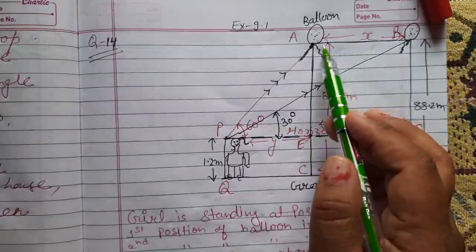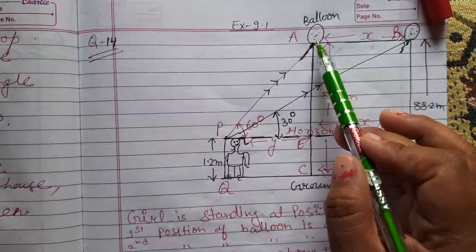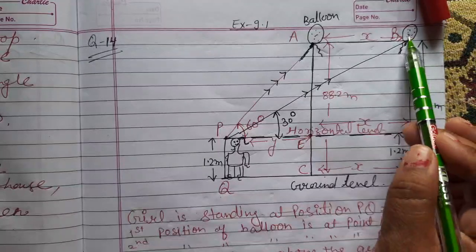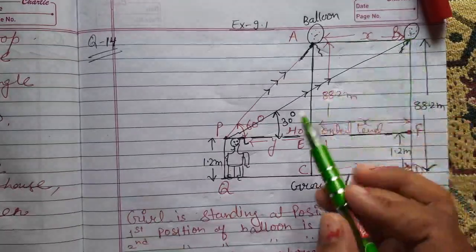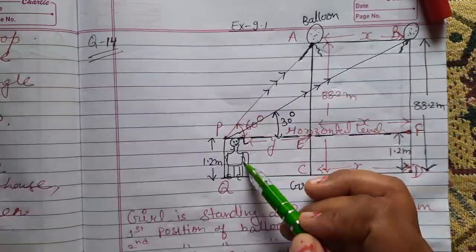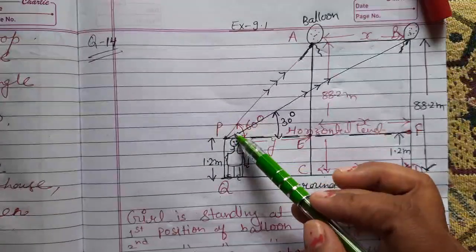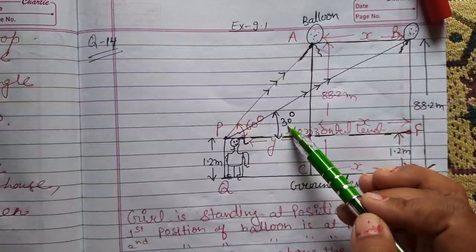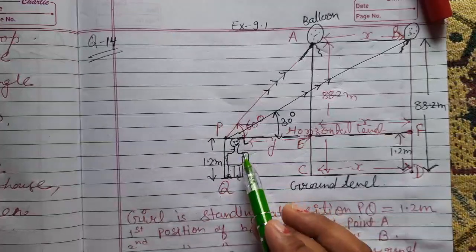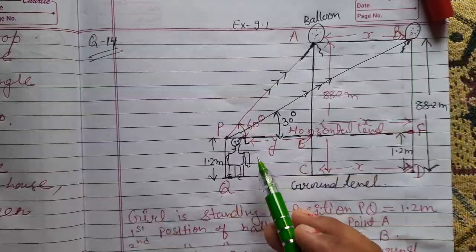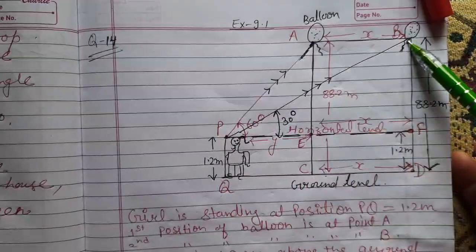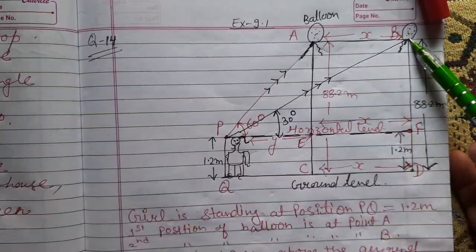After some time, due to wind, the balloon blows and the new position of the balloon is point B. At point B, the girl is still standing at the same point, and the angle of elevation reduces to 30 degree. As the object moves far from the point of observation, the angle of elevation will decrease. So now the angle becomes 30 degree when the balloon is at position B.